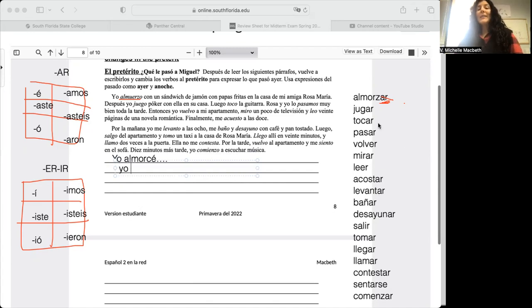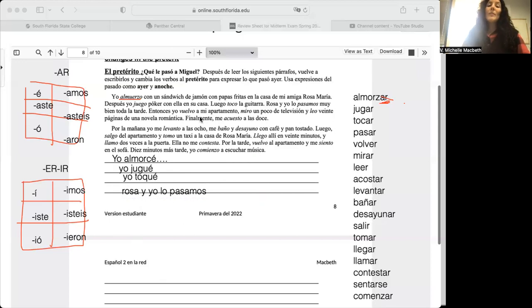Yo. So if we have jugar, these ones are kind of interesting because they have a spelling change. Jugué. We're gonna learn this in a little bit, but póker con ella en mi casa. Luego, yo toqué. These have a little spelling interest. Okay, and then it says Rosa y yo lo pasamos bien. This is kind of interesting because Rosa y yo is going to be the exact same formation. Lo pasamos bien, ¿no?